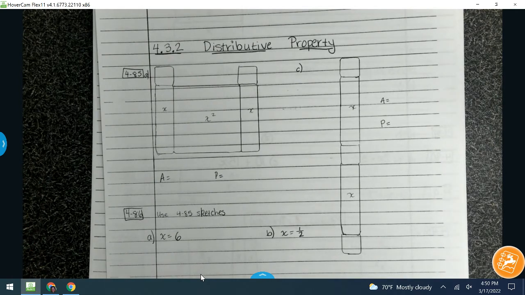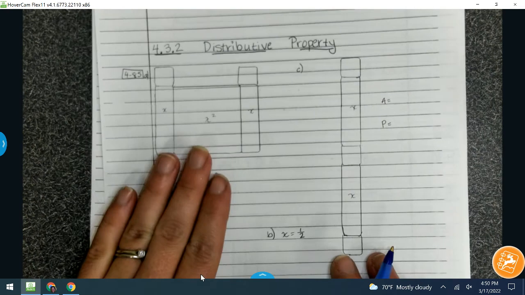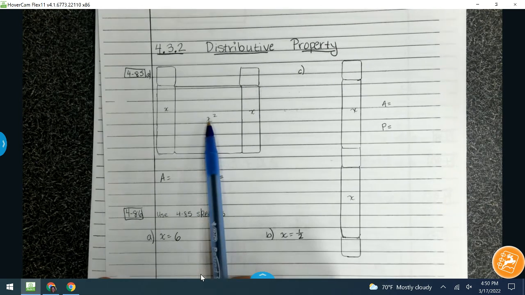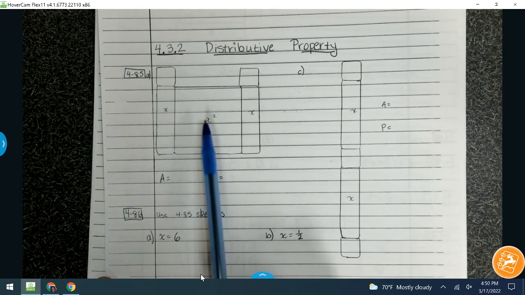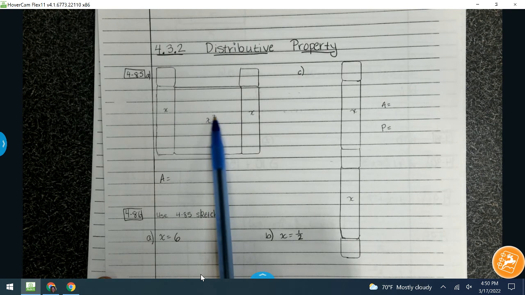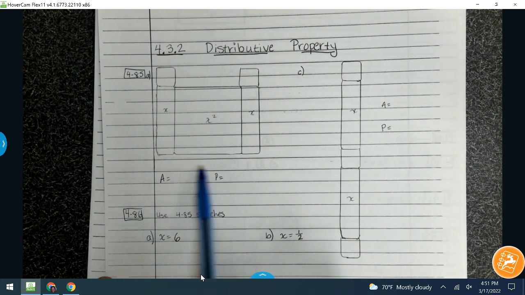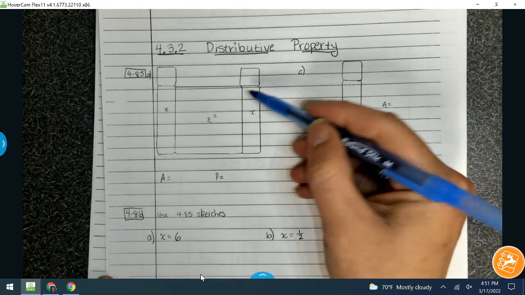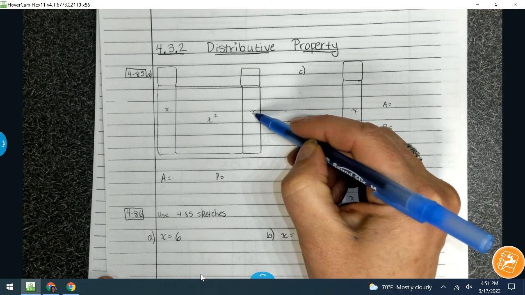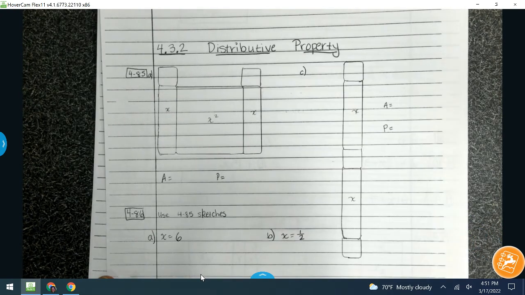So the first thing I want to do is write down the area of this shape right here. With this area, I remember that area is on the inside of shapes. So for this one, we named our tiles for their area because we have x times x, x squared. 1 times x is x, and 1 times 1 is 1.